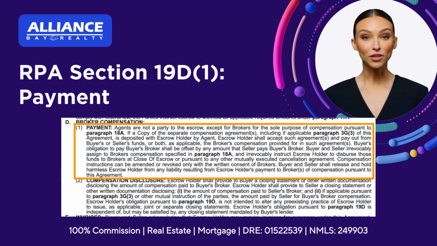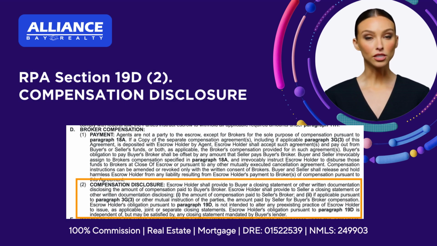3. Buyer and seller authorize escrow to disburse commission to the brokers at COE, or per written cancellation agreement, consistent with paragraph 18A. 4. Those instructions can be changed only by a written, signed amendment from the parties and brokers. Section 19D2, Compensation Disclosure. 1. Escrow will provide written disclosure, often on the closing statement, showing the amount of compensation paid to buyer's broker and the amount of compensation paid to seller's broker and by whom. 2. This keeps everyone transparent on who is getting paid what at closing.